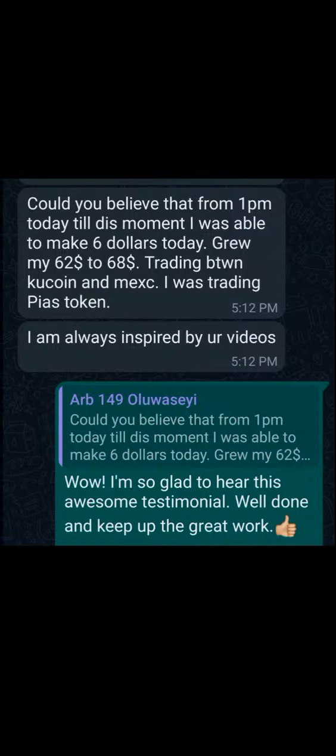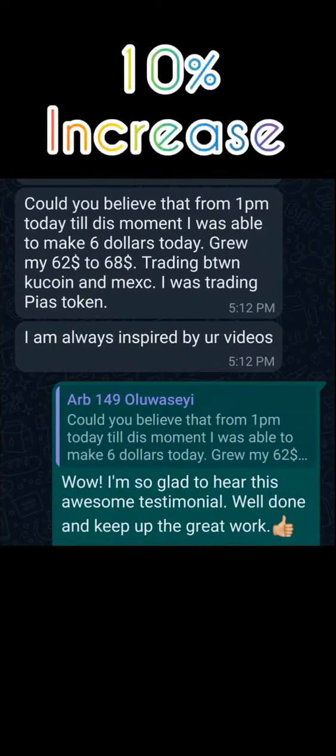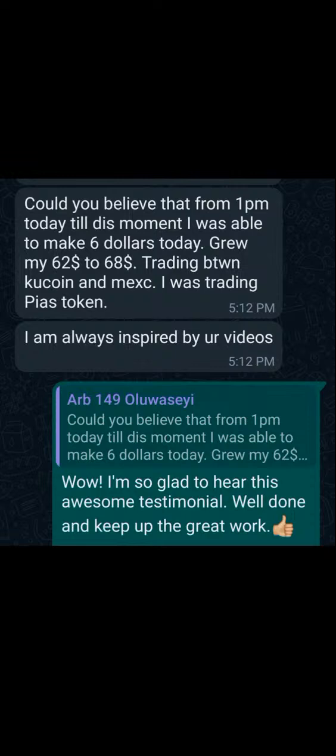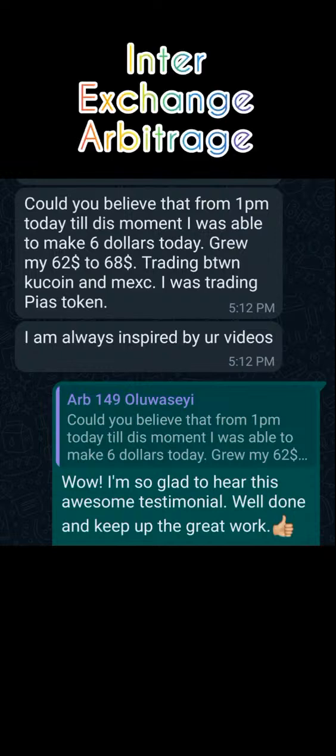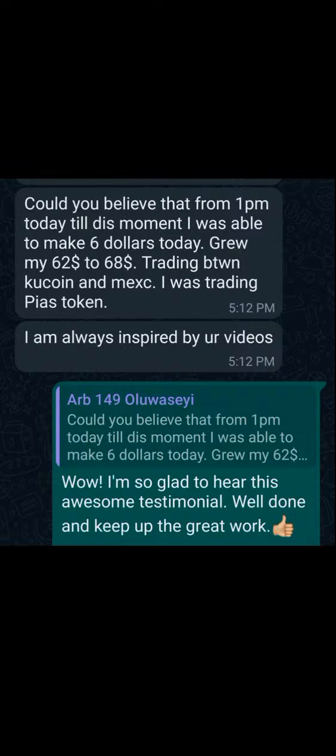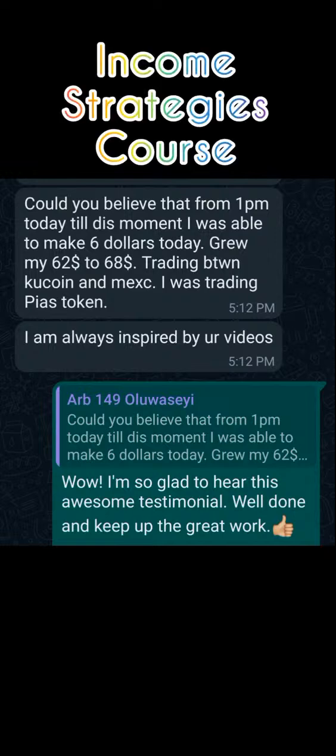Now, what about the following day? This was a 10% increase. He traded for a couple of hours and made a 10% increase on his trading that day. For those of you wondering how much you can make in inter-exchange arbitrage, this is an example for you, because this is inter-exchange arbitrage at its best. And he utilized all the skills, all the information, all the strategies that we teach in our Income Strategies course. And I'll get to that in a bit.